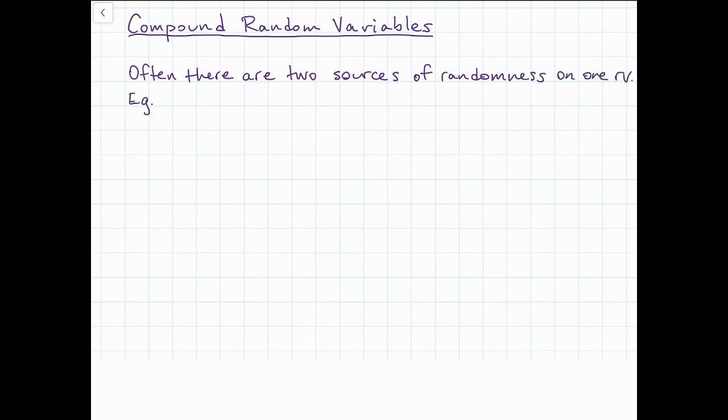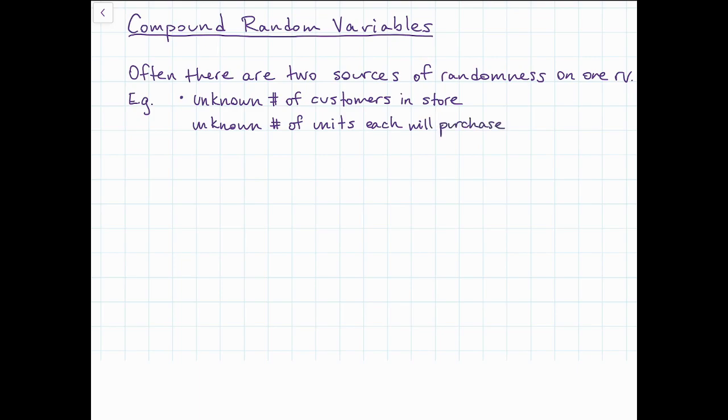Here are some examples. We could have, say, an unknown number of customers that enter a store, and each one is going to purchase an unknown number of units of a product. And we might be interested in the total number of units that are purchased by all the customers.